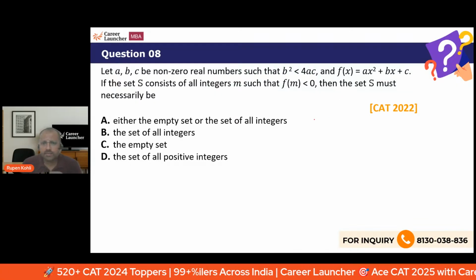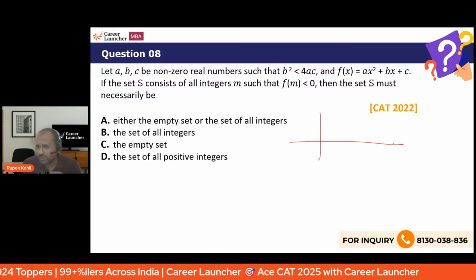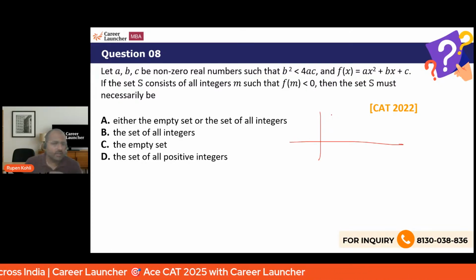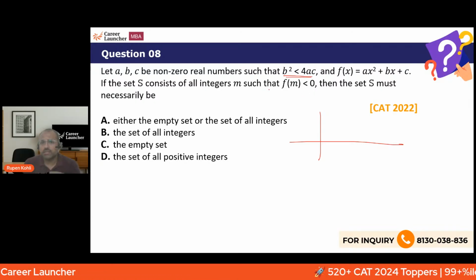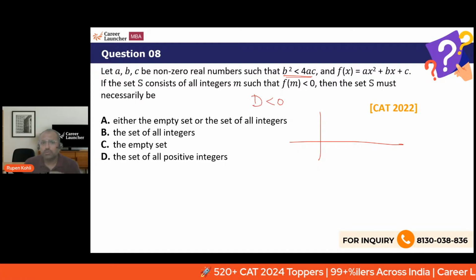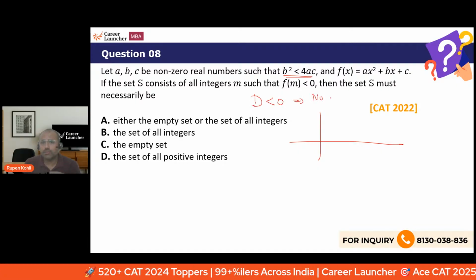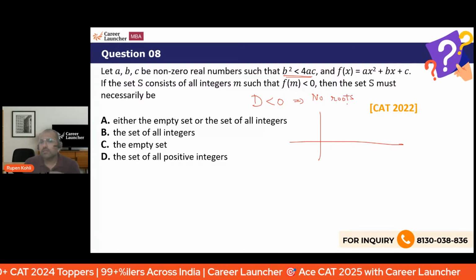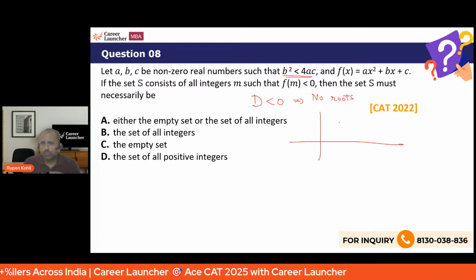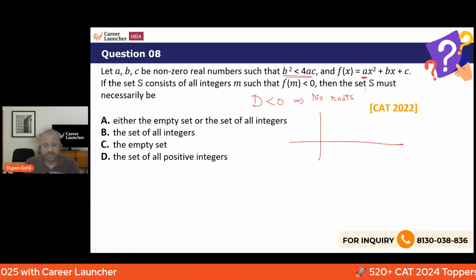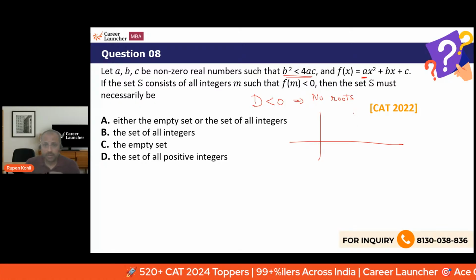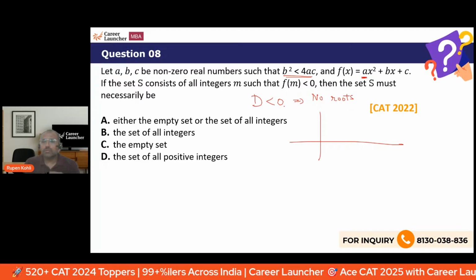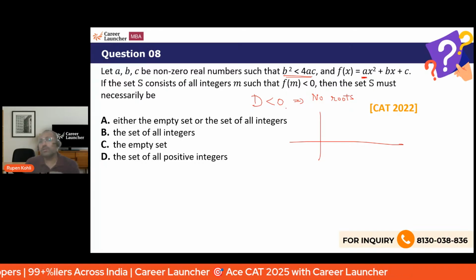Let's analyze this a little bit from the perspective of how the graph looks. A quadratic function which does not have any roots, how will that look? We know that the given condition is discriminant is negative. So therefore there are no real roots for the quadratic function. Now, the graph of the quadratic function depends on the sign of the leading coefficient a. If a is positive, it's an upward parabola. If a is negative, it's a downward parabola.